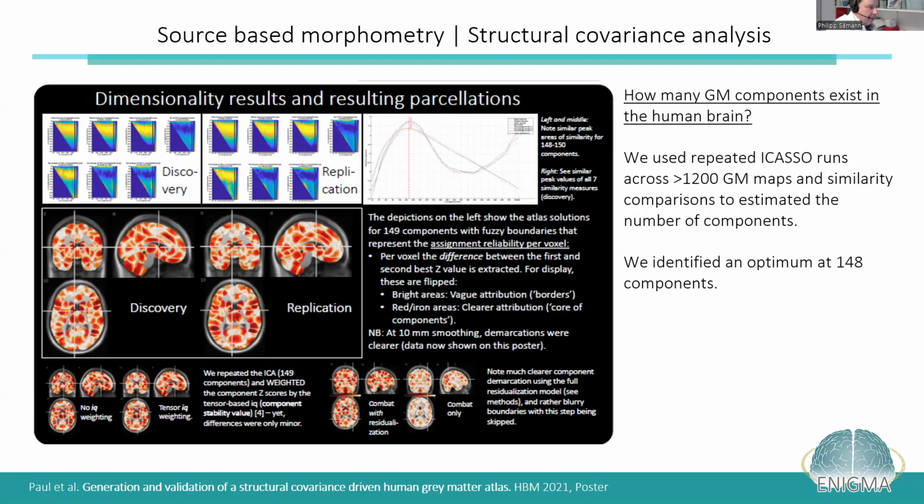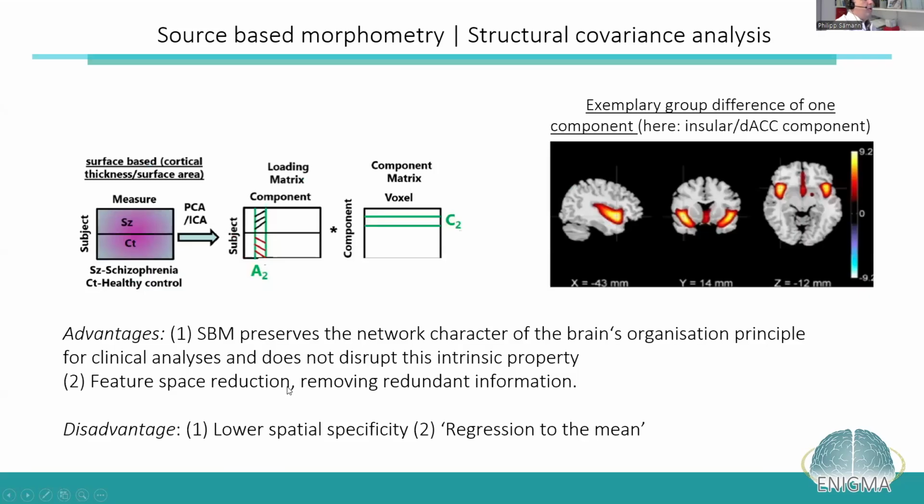And as soon as you know this source or component structure of the brain, you can also use it, for example, for clinical comparisons. You can see an example comparing schizophrenia with control subjects, dissecting the voxel-based maps into, on one hand, component loadings per subject and the actual component maps. So it's a typical ICA representation of the data. There are certain advantages to this technique. I think it's quite attractive to preserve the network character of brain changes.